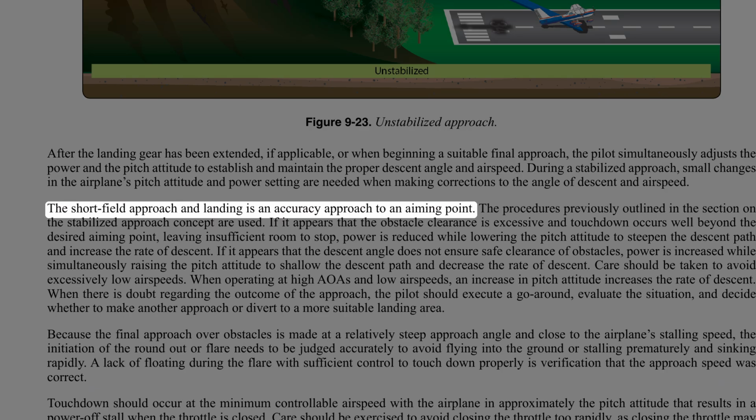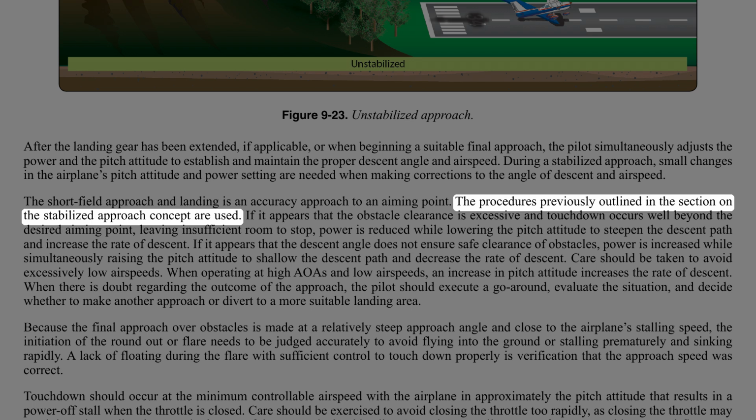The short field approach and landing is an accuracy approach to an aiming point. The procedures previously outlined in the section on the stabilized approach concept are used.